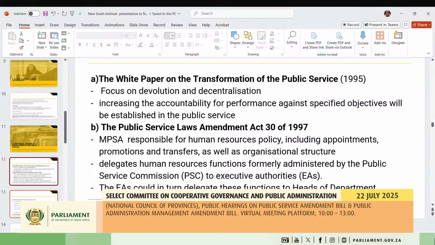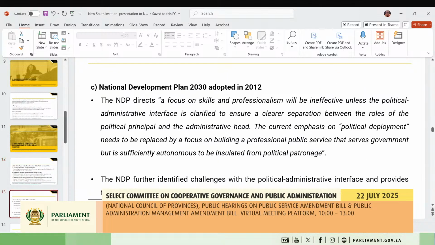Then 1997, the Public Service Amendment Laws, which basically made the MPSA, Minister for Public Service and Administration, responsible for human resource policy, including appointment, promotions, and etc. And the functions that were previously delegated to the Public Service Commission pre-1994 were now delegated to EAs, which is your executive authorities, and the EAs could in turn delegate these to the departmental heads.